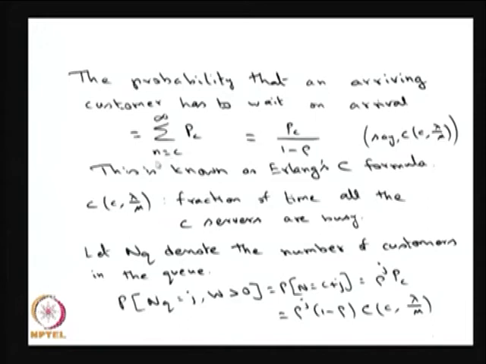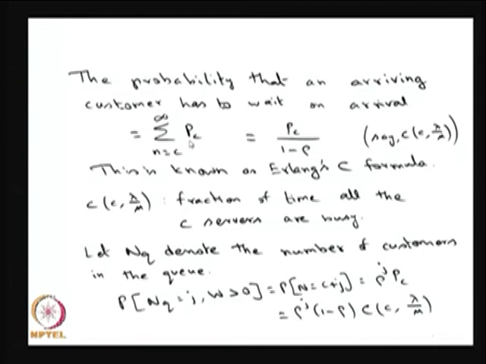Other than the steady state probability, we can get some more measures. The first one is the probability that the arriving customer has to wait on arrival. That means the number of customers in the system is greater than or equal to C. Then only the customer has to wait.